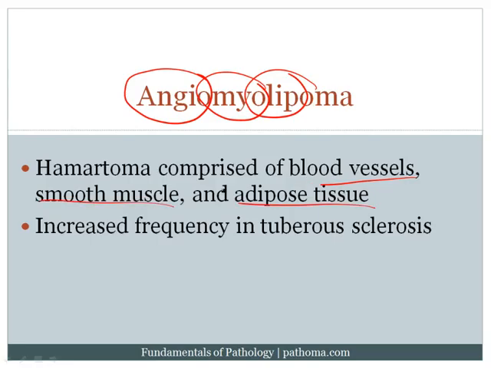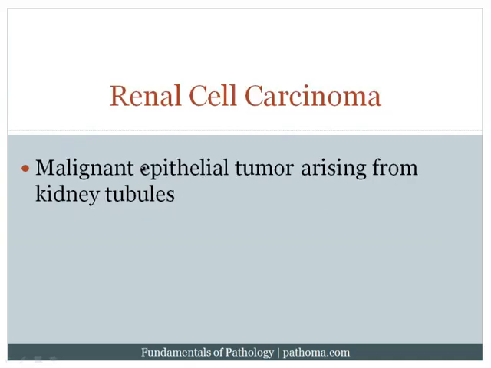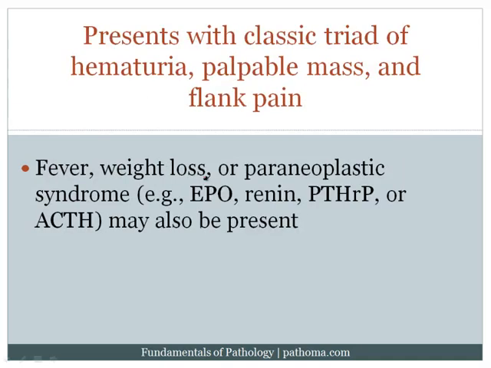The most important thing to know for purposes of board examinations is that this tumor is increased in frequency in patients with tuberous sclerosis, and that's the high yield for this entity. Renal cell carcinoma is a malignant epithelial tumor that arises from the kidney tubules. It classically presents with this triad of hematuria, a palpable mass, and flank pain.